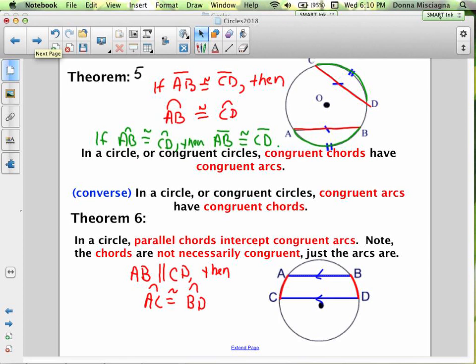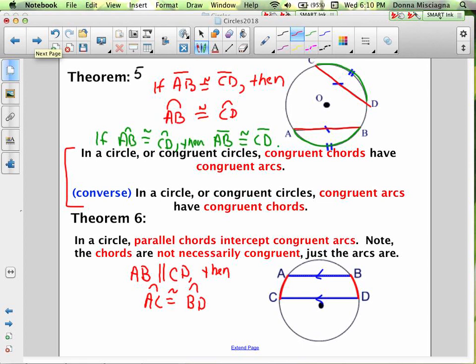And that makes perfect sense, right? If your chords are congruent, you're going to be cutting off that same portion of the circle. And this is all in your notes, and it's already filled in. The last thing we're going to learn about in terms of segments in a circle or congruent circles, congruent arcs have congruent chords, right? Excuse me, I didn't finish reading the second part, so let me just read through that again.